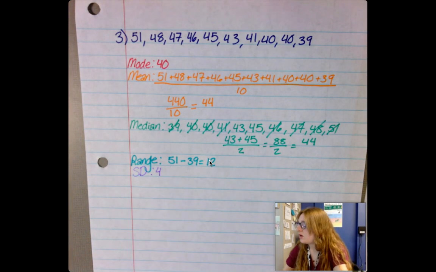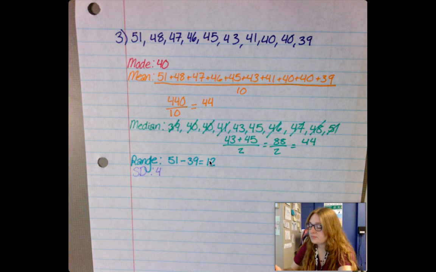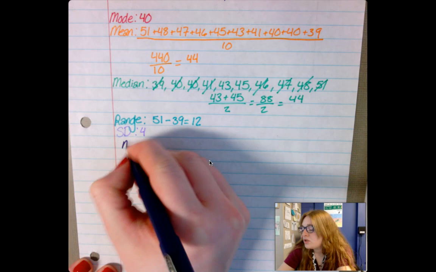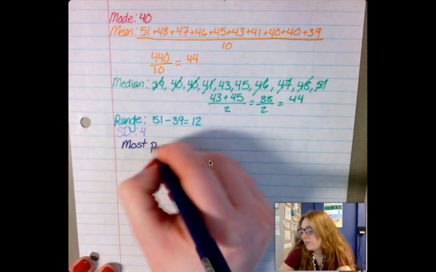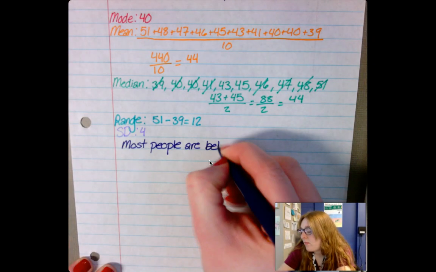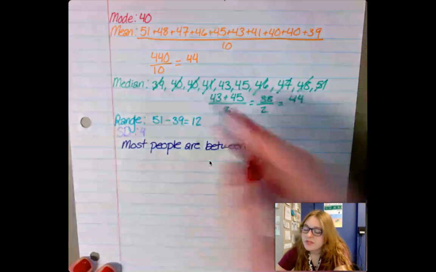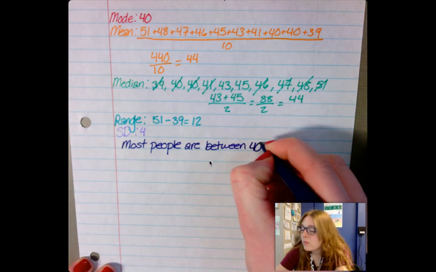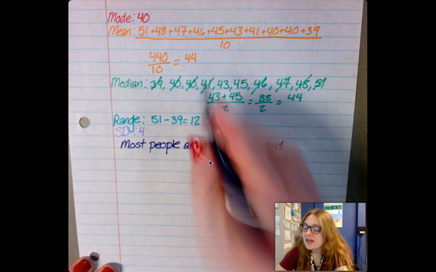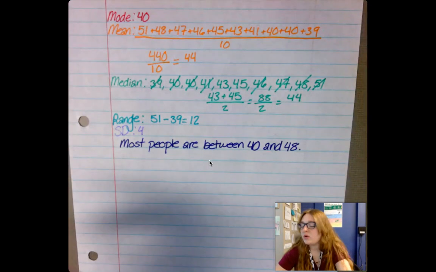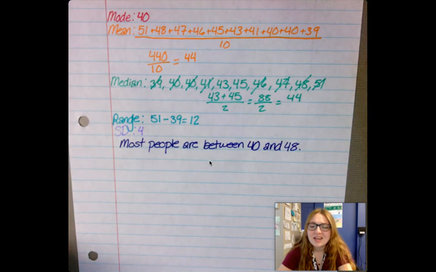And now we can go ahead and write out our statement, which is that most people are between. We take our mean and subtract our standard deviation, getting 40. And then we take our mean and add the standard deviation, giving us 48. So most people are within 40 and 48. And if you look at your data set, that's exactly correct. Most of us are in the 40s again.